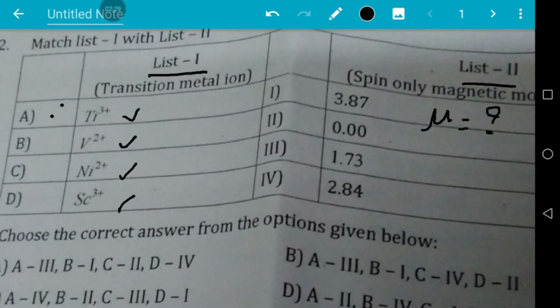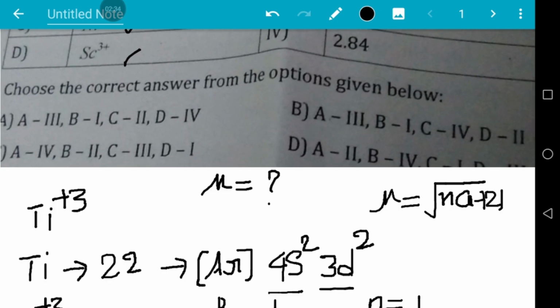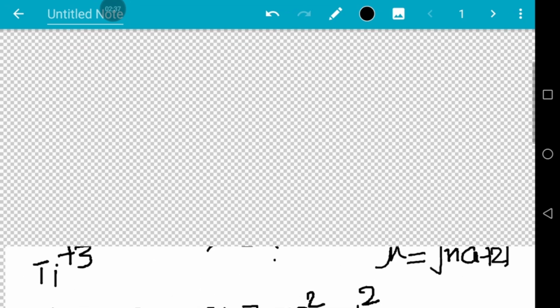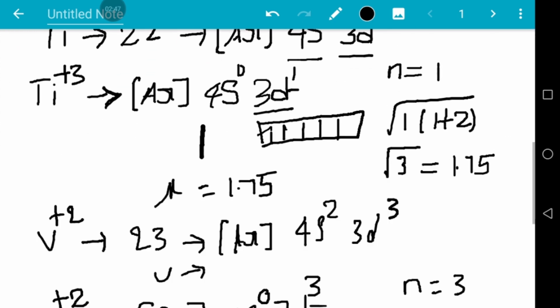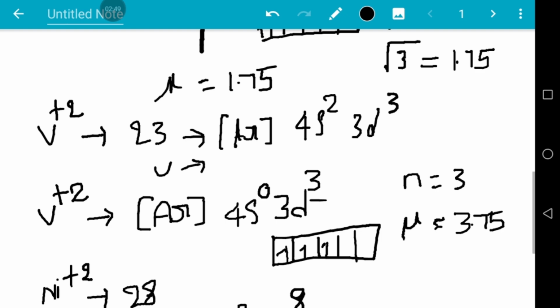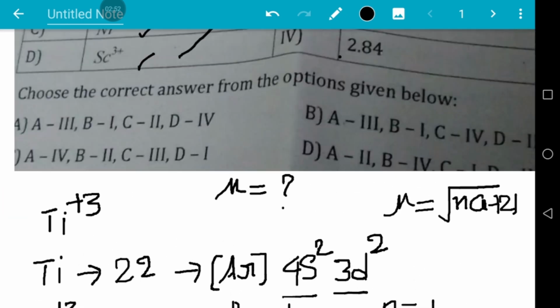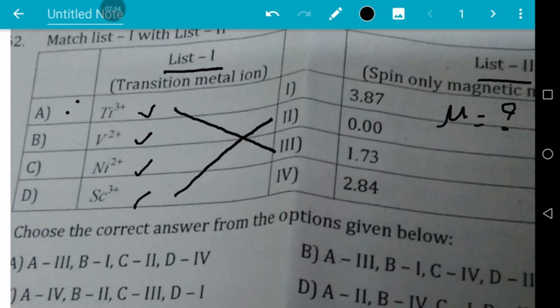So titanium +3, how much we got? That is 1.75. Titanium +3 is 1.75. So now match that. And next one, scandium +3 we got 0. And vanadium +2, how much we got? Vanadium +2 we got 3.75, nearly equals to 3.87. Next, Ni+2, it is 2.75, so nearly equals to 2.84. So this is the answer for this question.